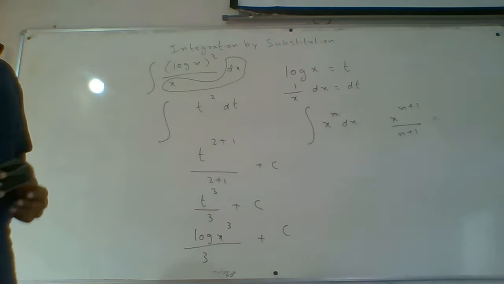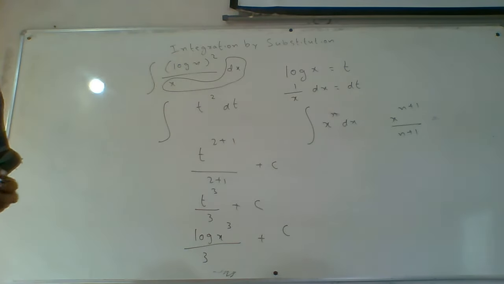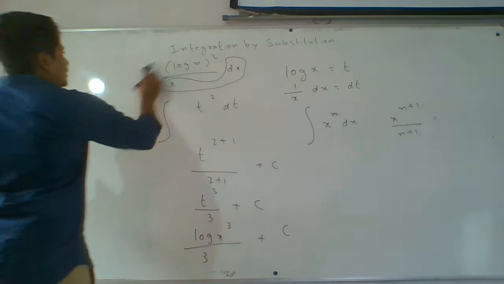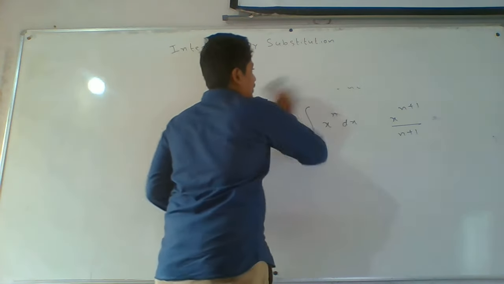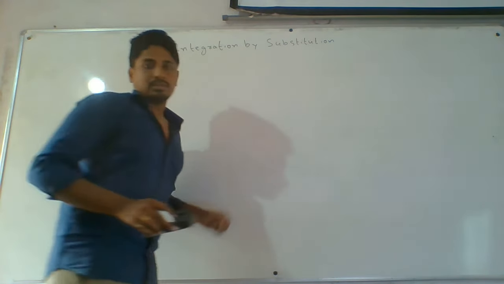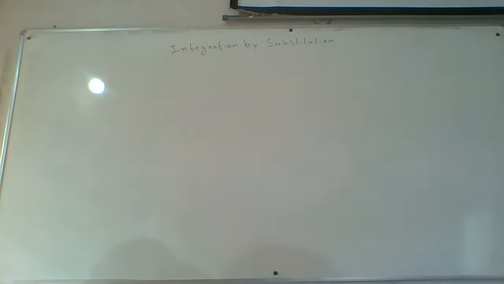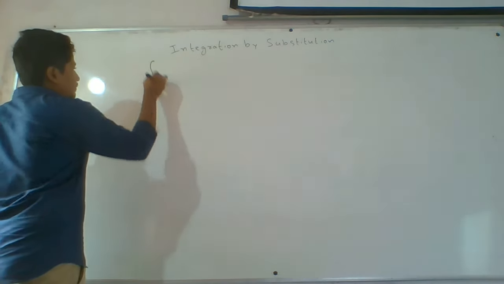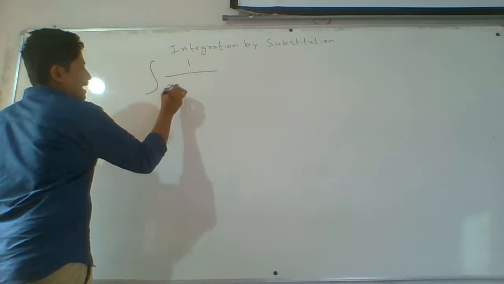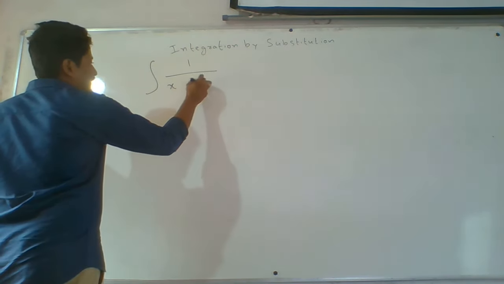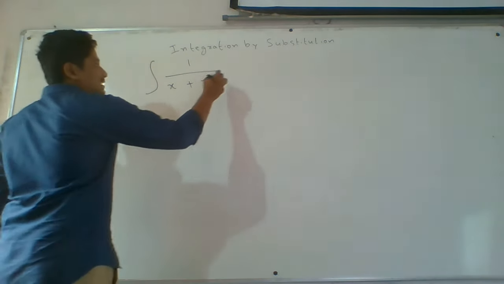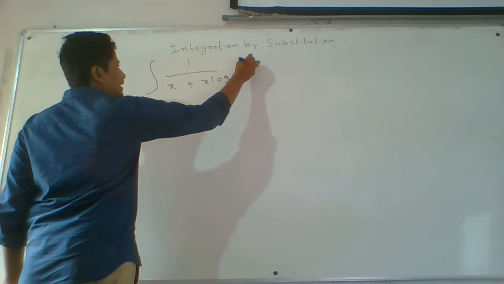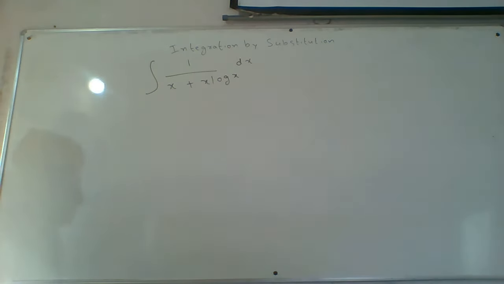Next, sum 7.2, the third sum. See here: integral 1 by x plus x log x dx.